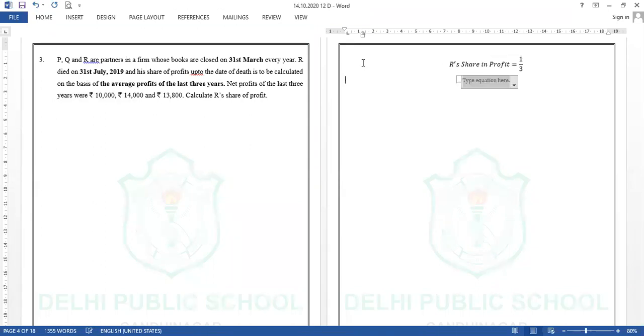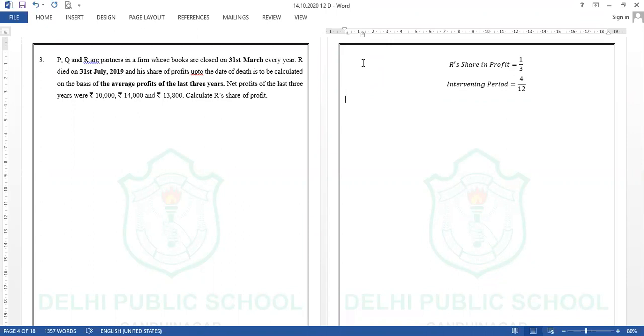Now we need to calculate the intervening period. The intervening period is after 31st March till 31st July. How many months will be there? 4 months: April, May, June, and July. That's very correct. 4 months.